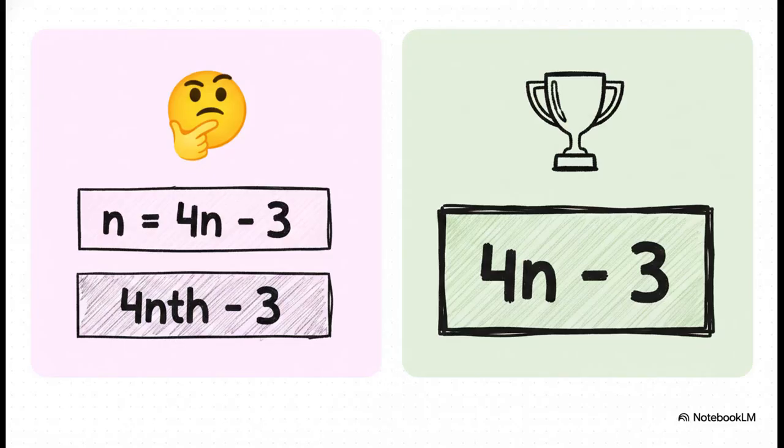Now this is crucial. Let's look at what gets 1 mark versus what gets the full 2. We already know just 4n gets you 1 mark, but look at these common mistakes that lose you that second mark. Writing n equals 4n minus 3 is wrong because the question asks for an expression, not an equation. And something like 4n minus 3 written with improper notation is not proper either. That clean, simple 4n minus 3 is the key to both marks.